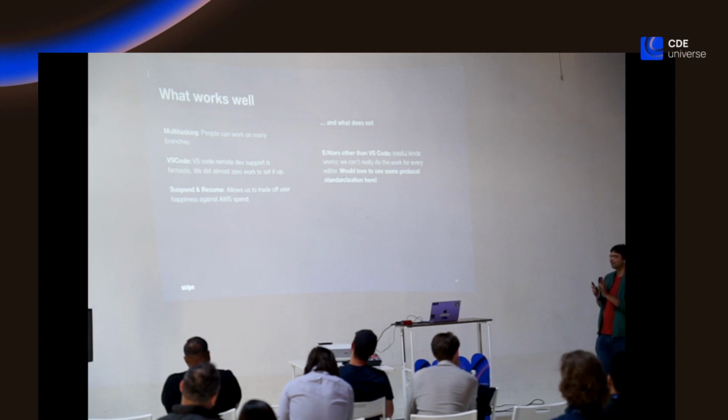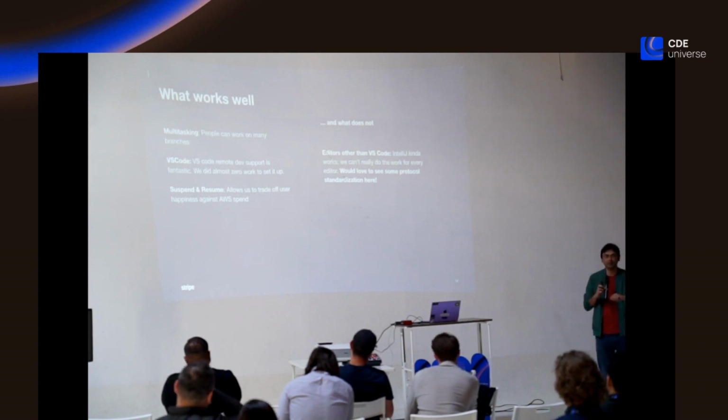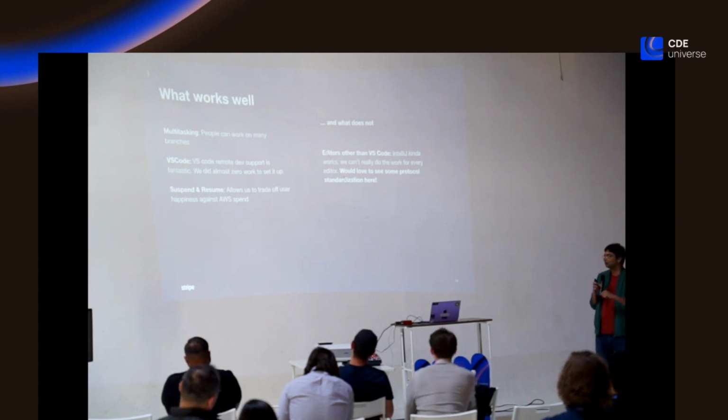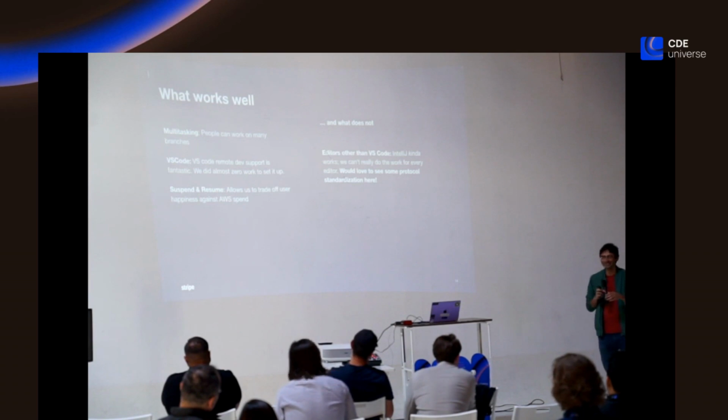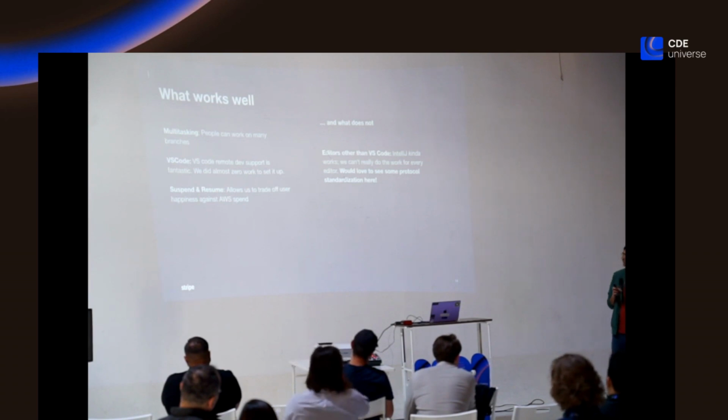But the main thing is that it gave us a knob to dial between how happy users are and how much money we're spending. If the economy is good and we can spend a lot of money, then we can make our users happier. Otherwise, we can tell them, well, we're saving money. Sorry, your dev box is going to be slow for the first 10 minutes.